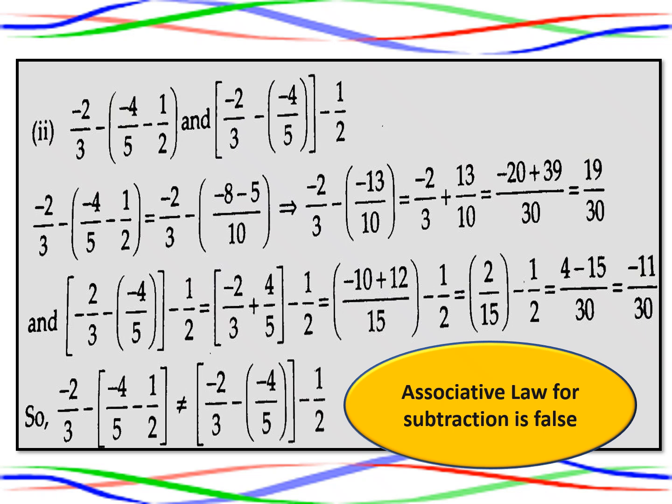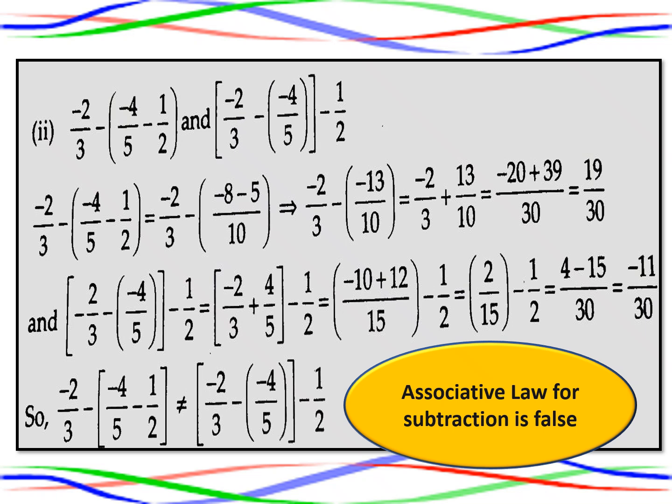Remember, it is important to simplify the brackets first. Until you get an answer for the bracket, you cannot open the bracket. You cannot take the LCM of 3, 5 and 2 at a time, though you write LHS and RHS separately and do the same. So it is important that minus 2 by 3, the first number, is subtracted by the bracket of minus 4 by 5 minus 1 by 2.